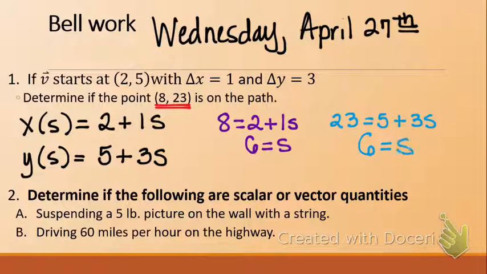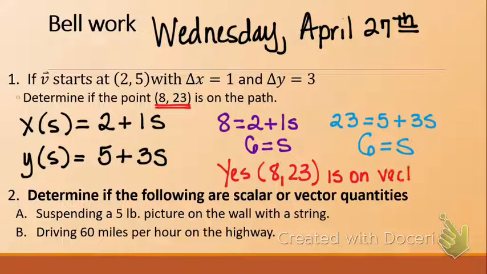So because we have the same number, what does that mean about this point? It is on the path. So yes, the point (8, 23) is on the path. Okay, so it's a yes. If it's different, then we say no. But because we have the same s value, that point is on the path.